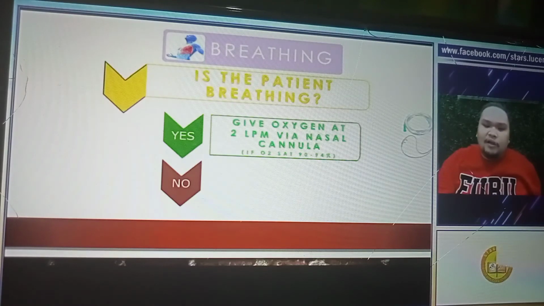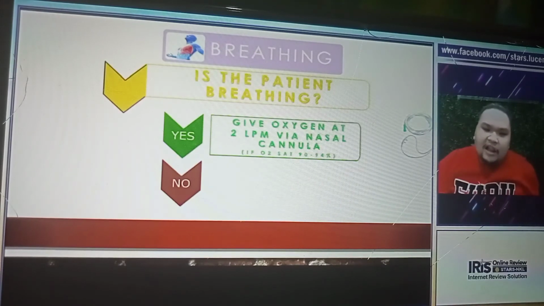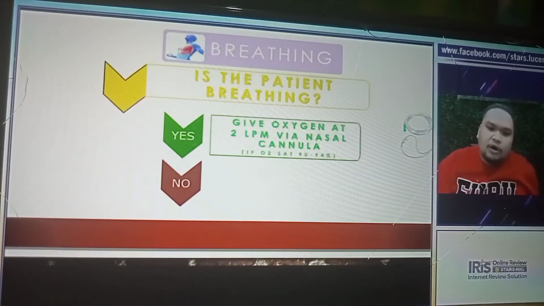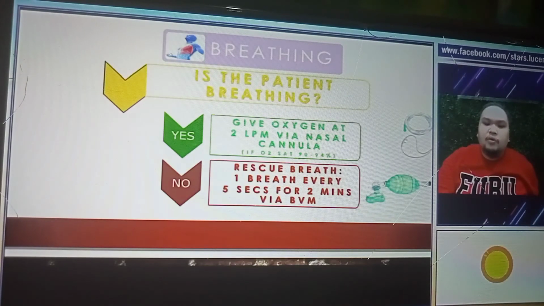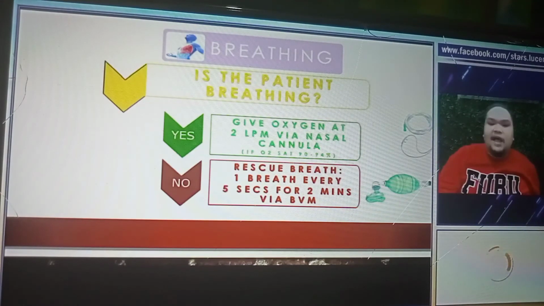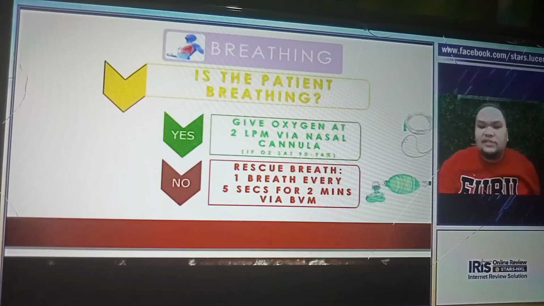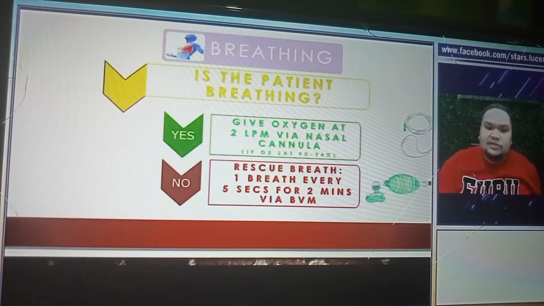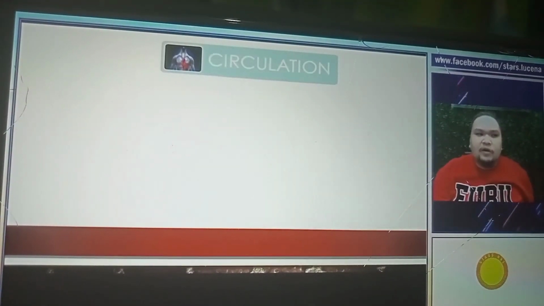Now, what if, for example, the answer provided to you by the ventilator is a no, the patient is not breathing? I think I mentioned this one a while ago during your cardiac arrest. The patient has a pulse and is not breathing. What are you going to do? You're going to give rescue breathing. Okay, how? 1 breath every 5 seconds for 2 minutes via your bag valve mask.